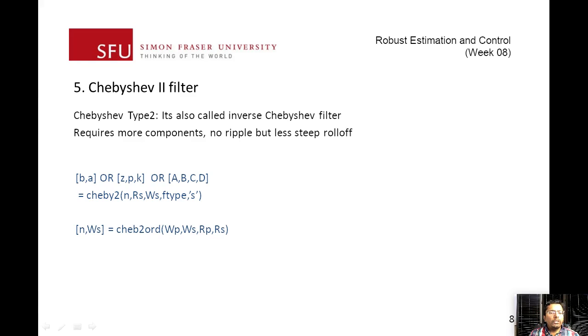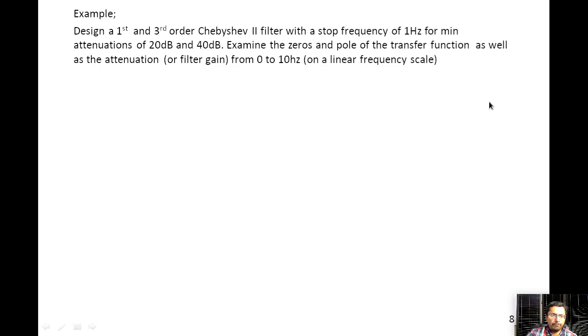So we would use CHEB2ORD, which is for the Chebyshev order to design. Here we can get the order and the stop band frequency if we send it the WP, the pass band frequency, WS, the stop frequency, RP, the pass ripple, and RS, the stop ripple. Again, you can just type in help for this particular command in MATLAB or doc, and then it gives you more information regarding this particular command.